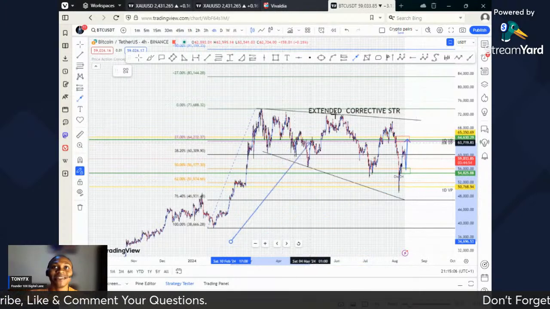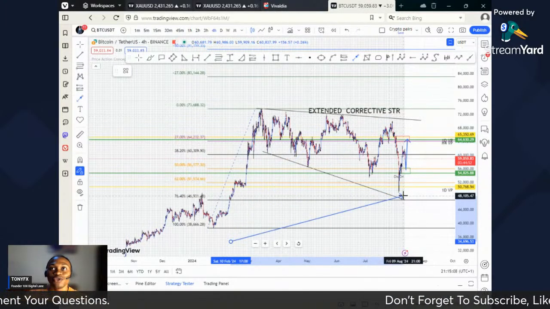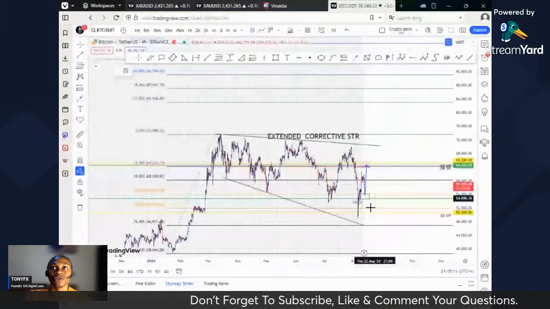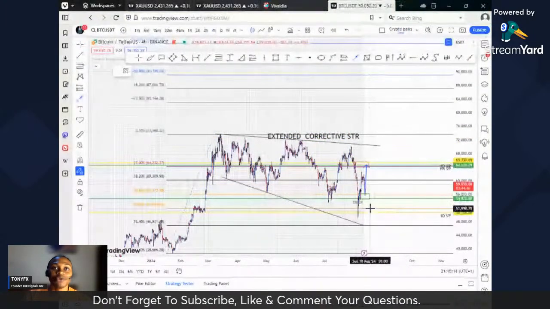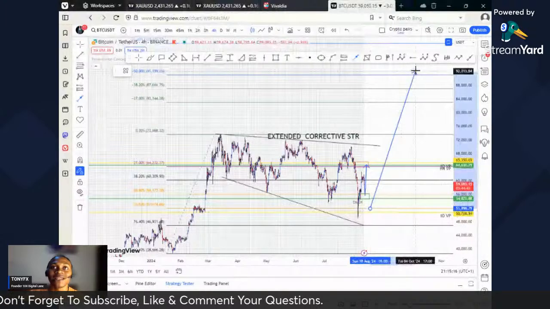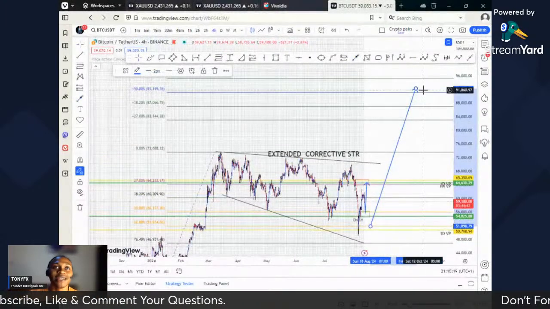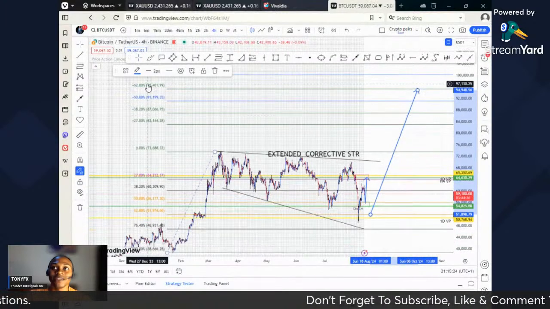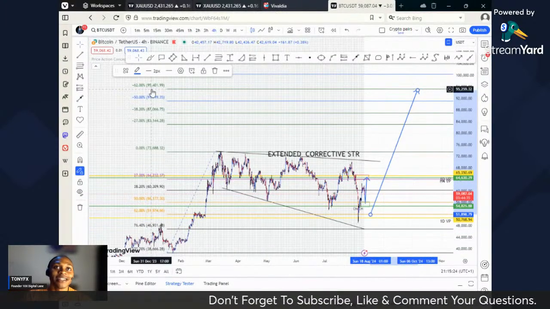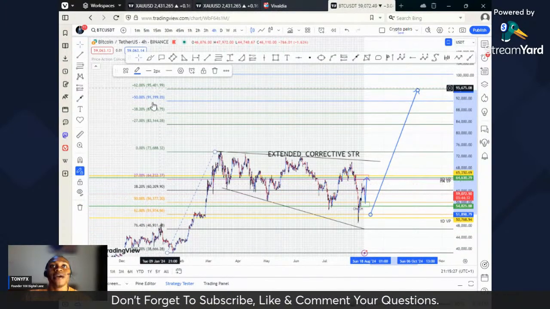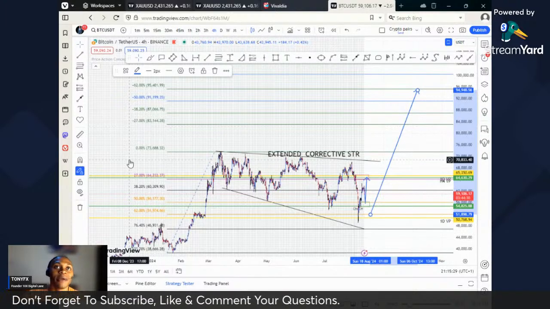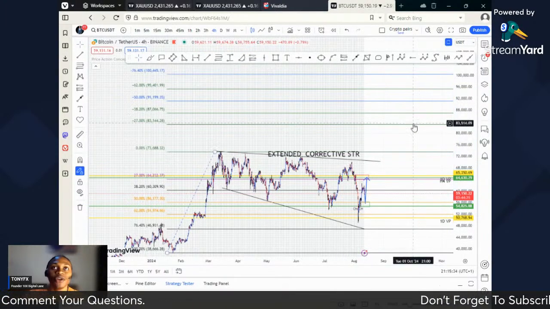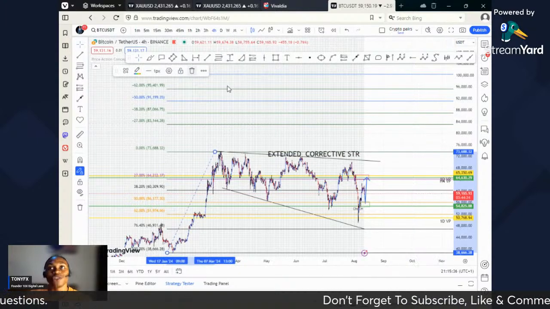So it is a deep and extended corrective structure, and from this corrective structure we can now see an extension. The principle is that after a corrective structure we can expect an extension. This extension can extend the market towards the 62% Fibonacci extension price, which is around $95,401 per Bitcoin. That's what the extension could be on Bitcoin. This is the price forecast, so the market is still correcting.